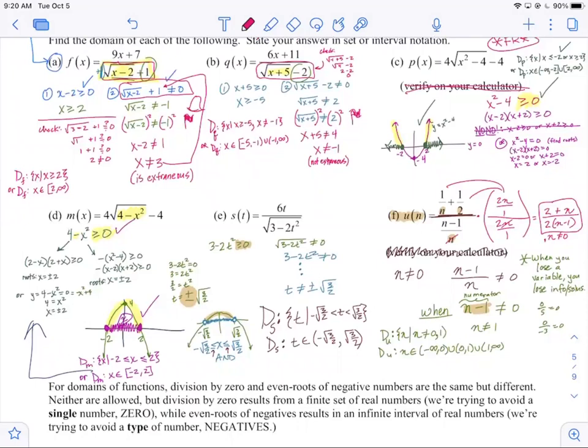The word of the day is inculcate. We already talked about that, to impress upon you how important it is to find the domain first before you simplify. The quote of the day, I put it up.